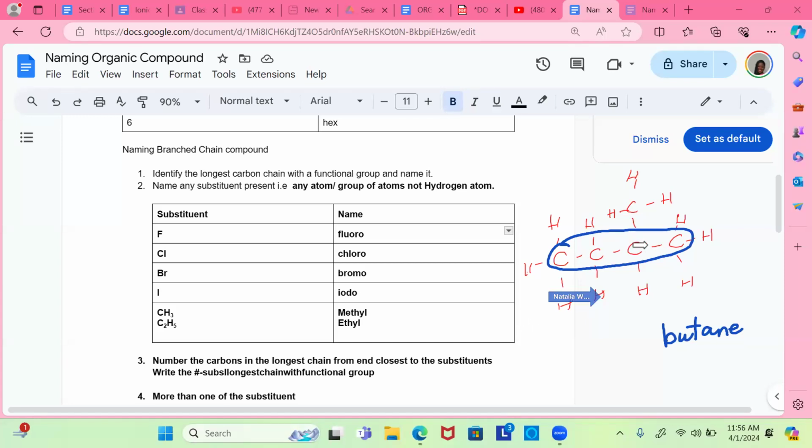No, miss. This carbon here has a CH3. Is that a substituent? Yes, miss. And it has an H. This carbon here has only H, so there's no substituent. So what's the name of the substituent here? Methyl.